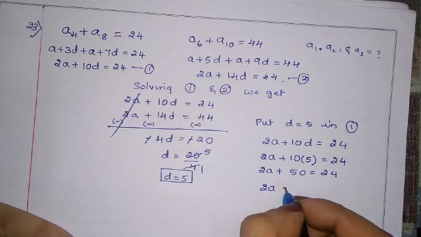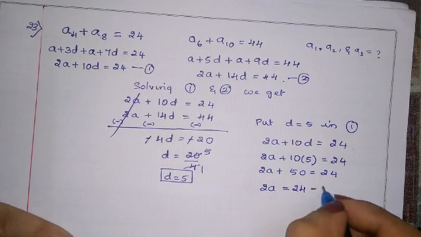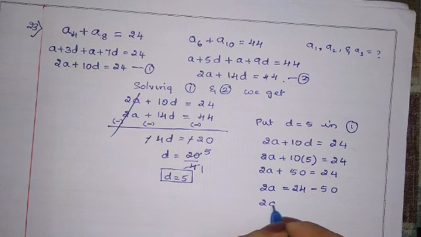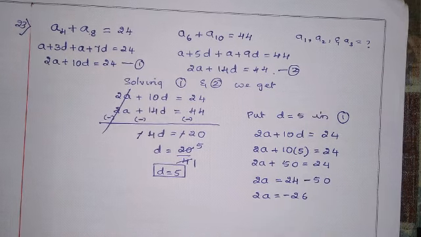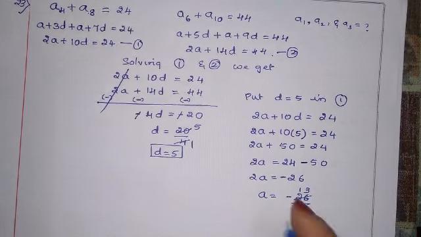2a is equal to 24, as it is, minus 50. So 24 minus 50 gives 26, but the greater number is minus, so minus 26. So 2a is equal to minus 26, and a is equal to minus 26 by 2. 2 ones are 2, 2 thirteens are 26. So we got the value of a as minus 13.